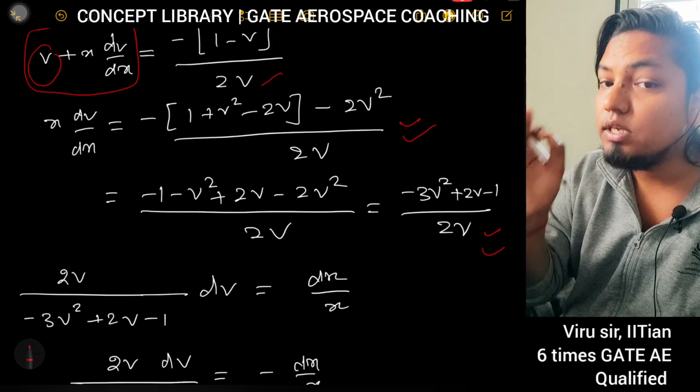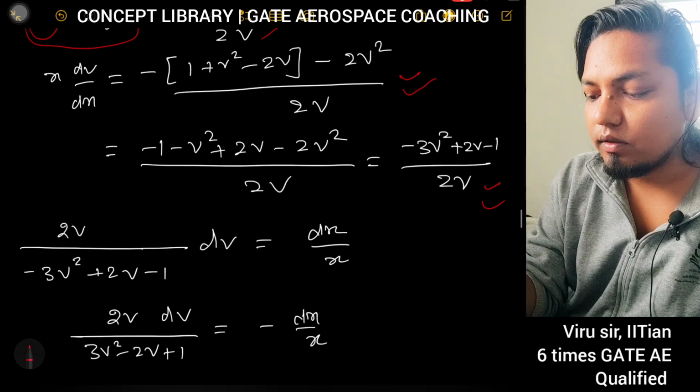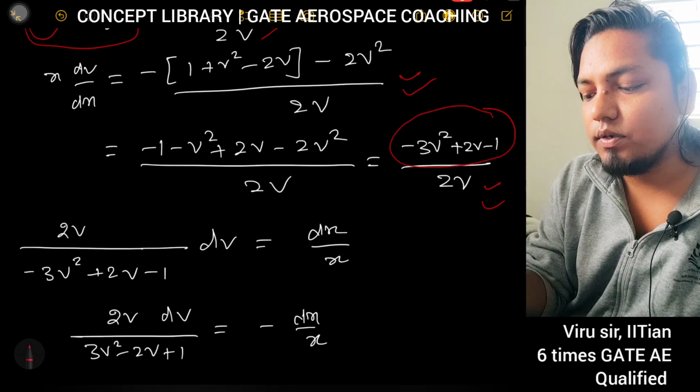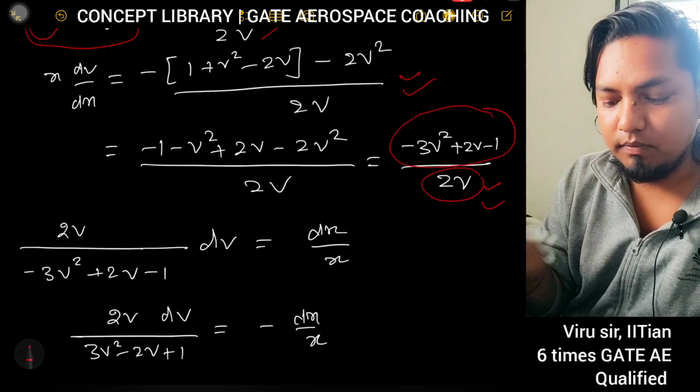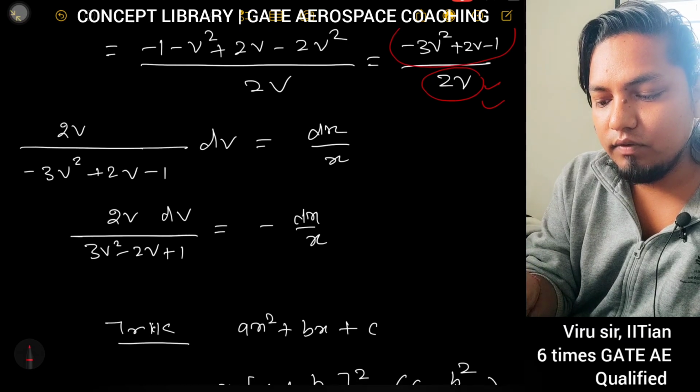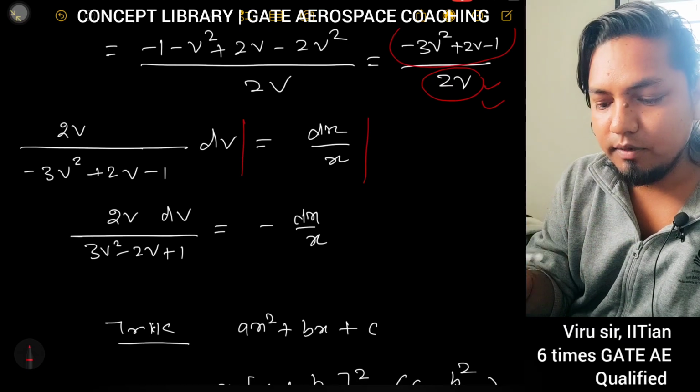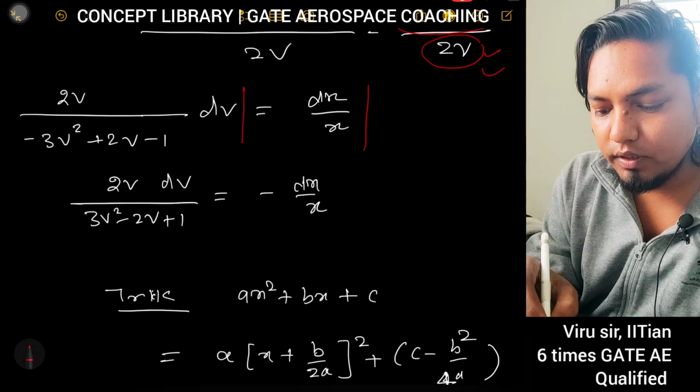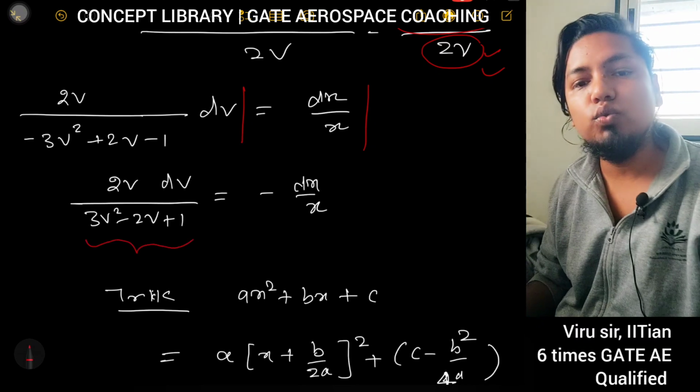Now see here, it is a challenging question. You can see this is a quadratic equation, this is 2v. So separate the variables first. So I have taken v on one side and x on one side, variables separated. Okay, now see this 3v square minus 2v plus 1 is there.